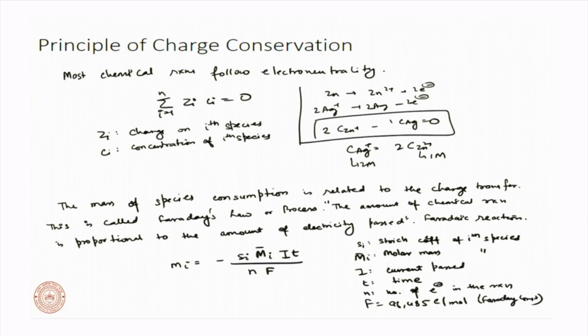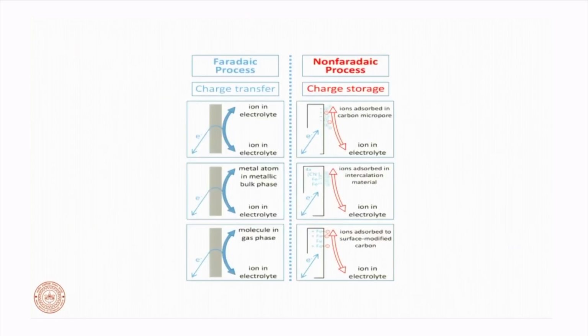Constant, right. So, from this equation we can find out the net mass of species consumed for the ith species being consumed. Now, since we have an understanding of what Faradaic processes are, this is a comparison between a Faradaic process and a non-Faradaic process. If you look at the slides, the charge transfer process in a Faradaic reaction is directly proportional to the electrons, say zinc going to zinc 2 plus.